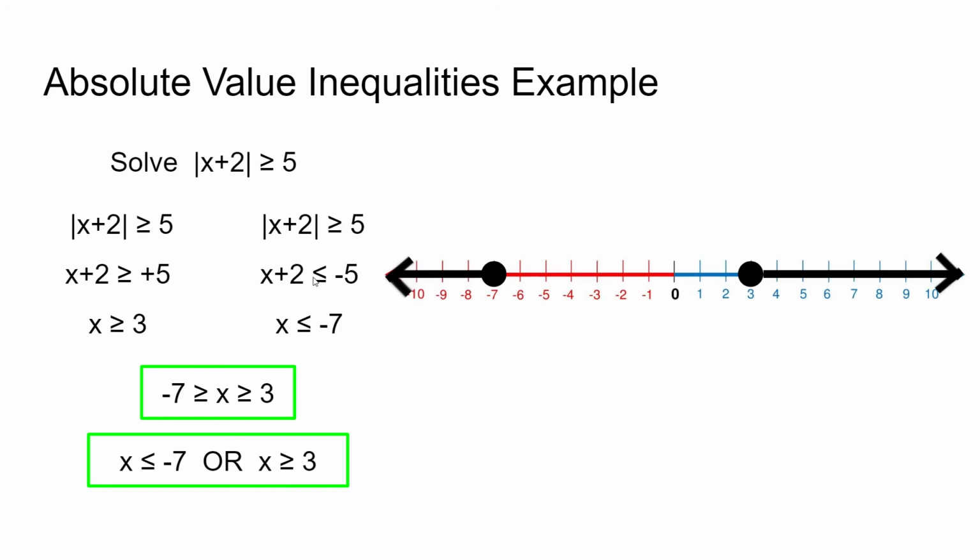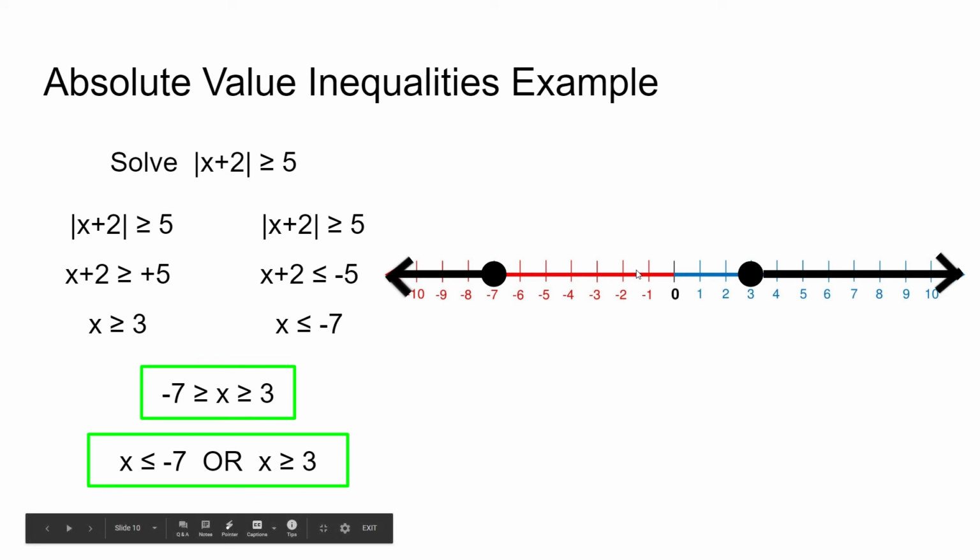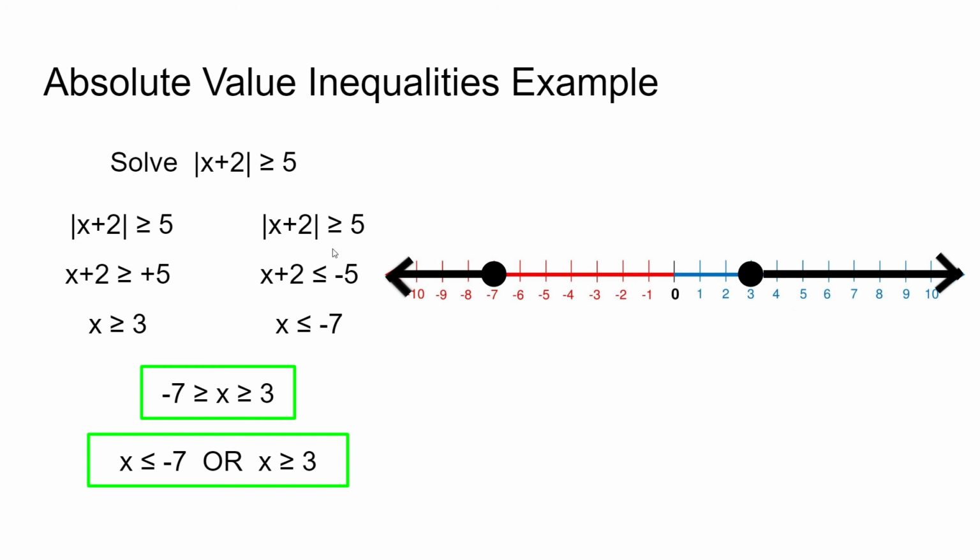Our next inequality is a greater than inequality, so we know that it will be or, and it will look something like this, but we'll save that for later. We will first write the original inequality, and then we will separate it into two by keeping it the same here and making the right side negative while also flipping the sign. Then we can subtract 2 from both sides to get x is less than or equal to negative 7, or x is greater than or equal to 3.